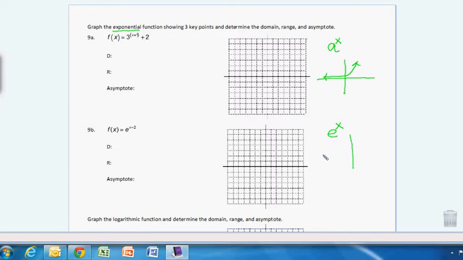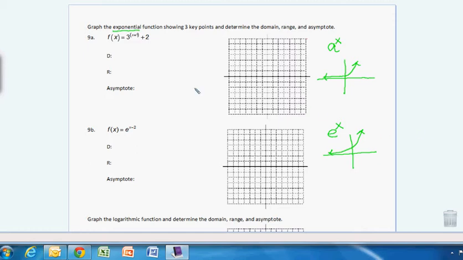Okay, same here. These are exactly the same. This is what they're going to be looking like. They're going to hug the zero. They're never going to touch it, but they're going to come really, really close. There will be an asymptote at zero, unless there's some sort of transformation.